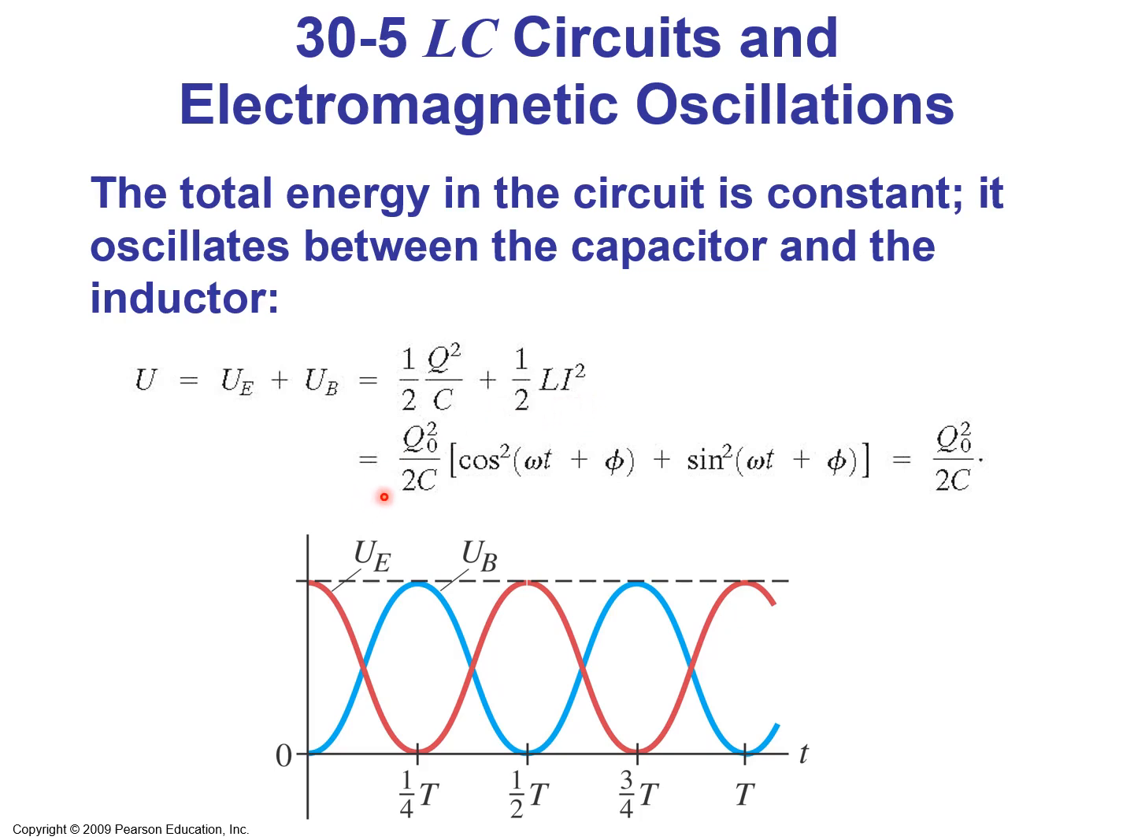That can be written as Q naught squared over 2C multiplied by cos squared (omega t plus phi) plus sine squared (omega t plus phi). This value becomes 1, and the total energy will be equal to Q naught squared divided by 2 times C. So in the cartoon down in this page, you'll see the energy is oscillating between the electric energy and magnetic energy, shown with the red and blue lines respectively.